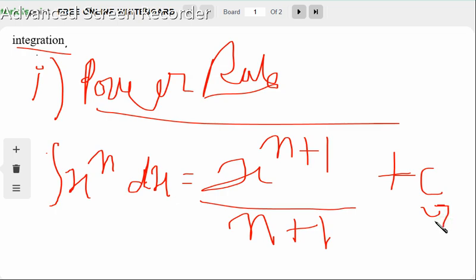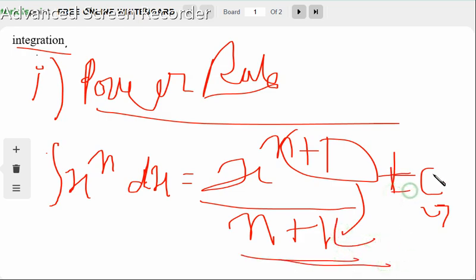I'm repeating again. If there is x to the power n dx, then after integrating we'll get x to the power n plus 1 divided by the same exponent n plus 1, plus c, which is the constant of integration. So now let us try to do some very basic and most important sums regarding this power rule.